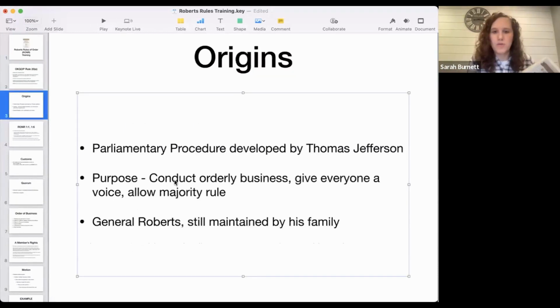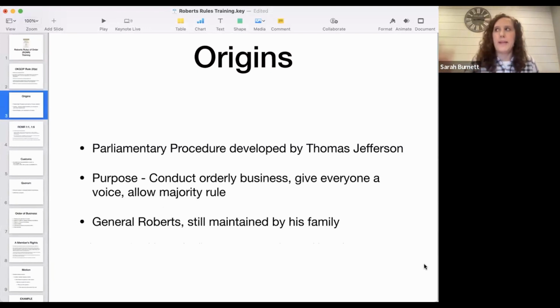So Robert's Rules of Order is a version of parliamentary procedure. There are different manuals, like Mason's manual that's used in the Oklahoma legislature. Robert's Rules is used by a lot of churches and private organizations and societies. But if you read Mason's rules, you'll see a lot of overlap because there are fundamental parliamentary principles that apply across the board. It was originally developed by Thomas Jefferson.